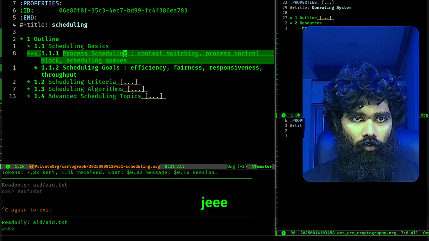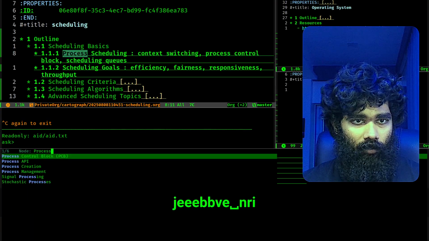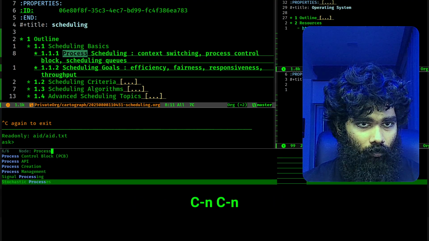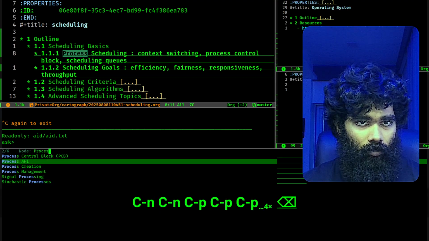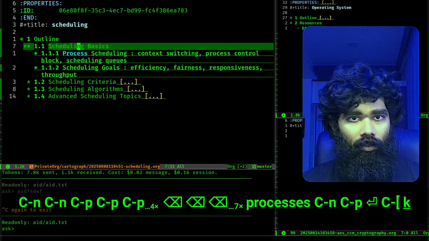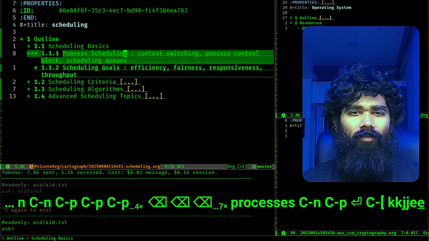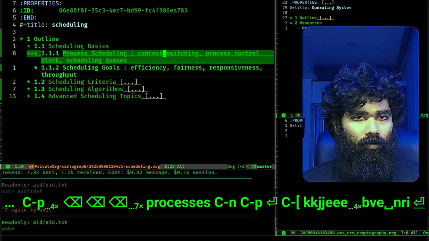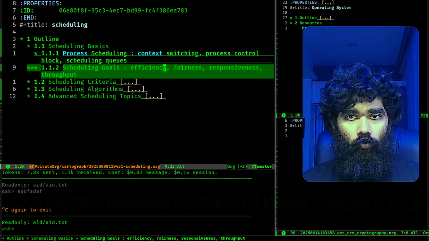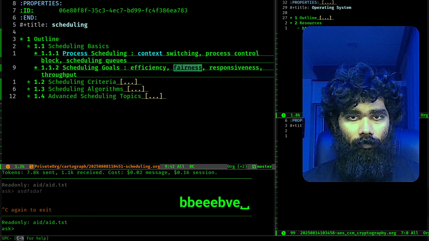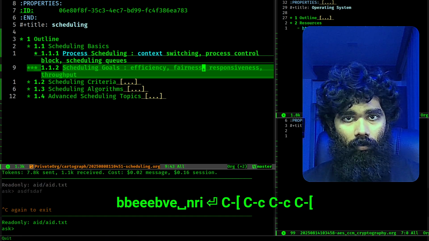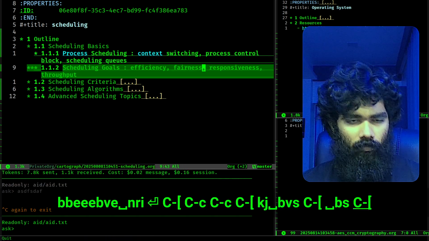Now this is process scheduling, so I will quickly insert a link to process management, or I could do, I don't know, what should I go for, process C's somewhere. I probably need to handle context switch and stuff. So: context switch, fairness, efficiency, responsiveness, throughput. Fairness is also something that I do not have a note on right now, so I could just quickly create one.